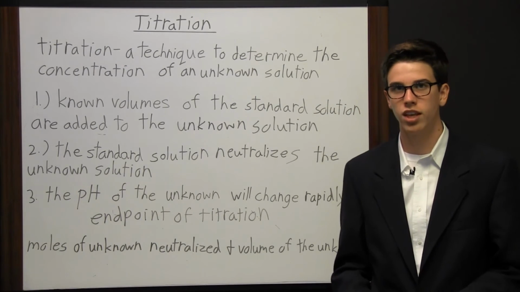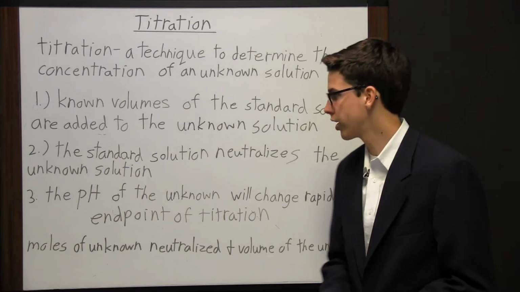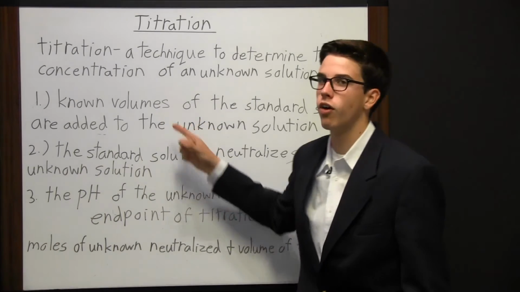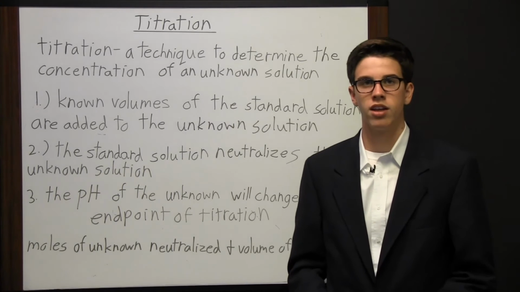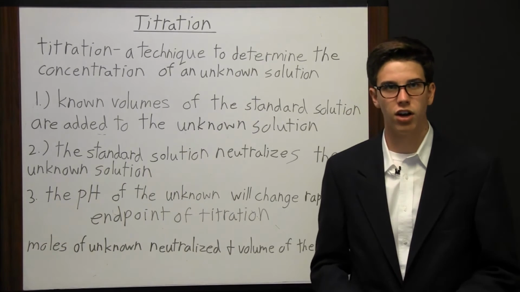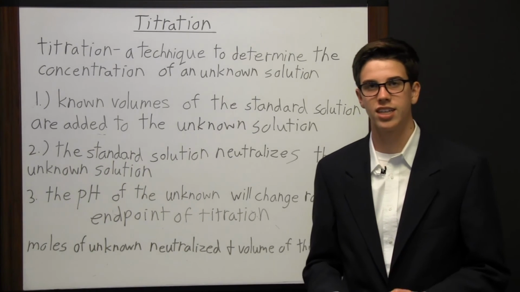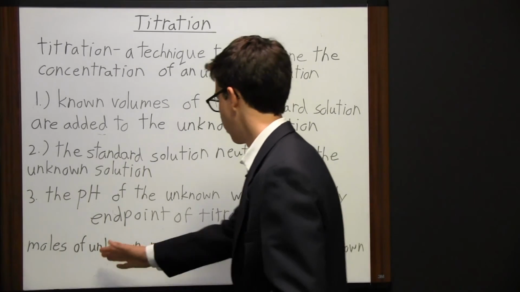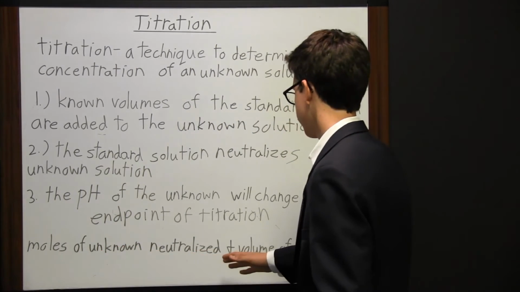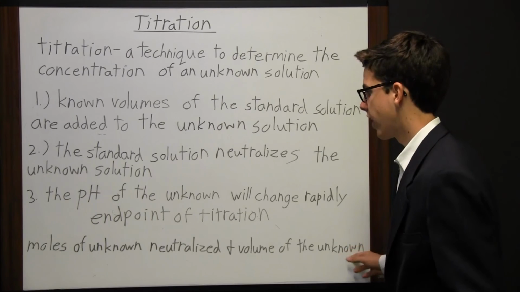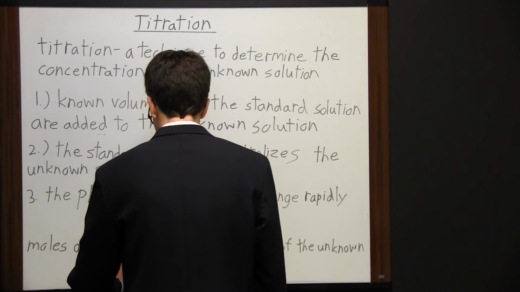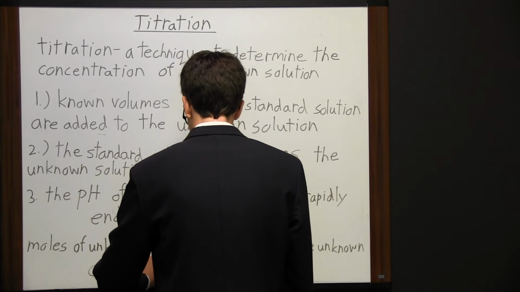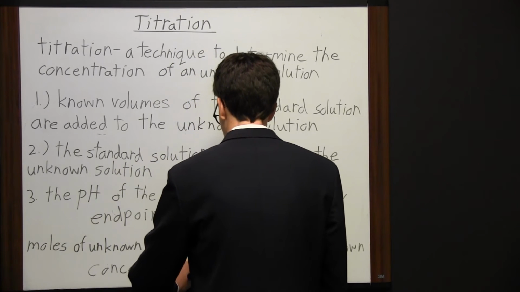And so by knowing the amount of standard added to reach the endpoint, remember we said we're going to add known volumes. So because we know the amount of standard added to reach the endpoint, the moles of the unknown neutralized can be calculated. So the moles of the unknown neutralized and the volume of the unknown help us determine the concentration of the unknown.